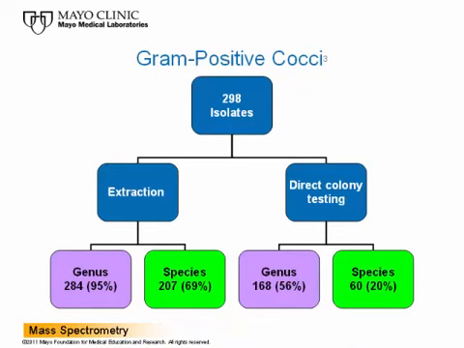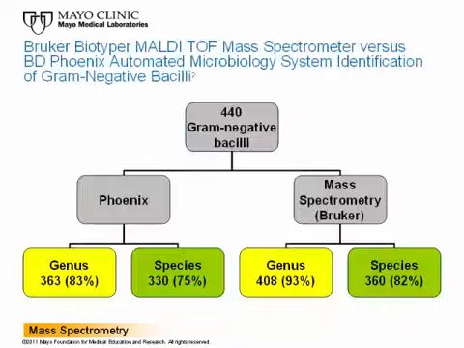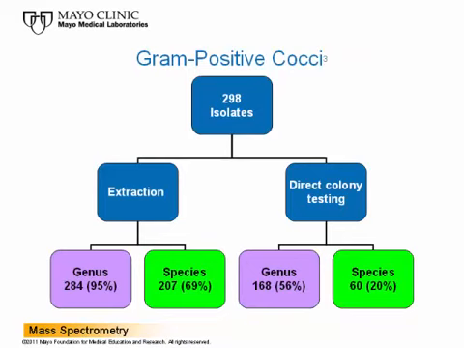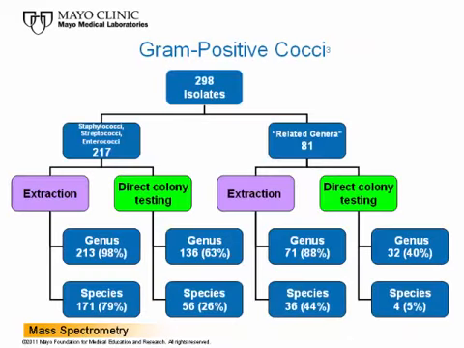Following extraction, 95% were identified to the genus level and 69% to the species level. With direct colony testing, 56% were identified to the genus level and 20% to the species level. Subgroup analysis was performed for the Staphylococci, Streptococci, and Enterococci and the related genera.